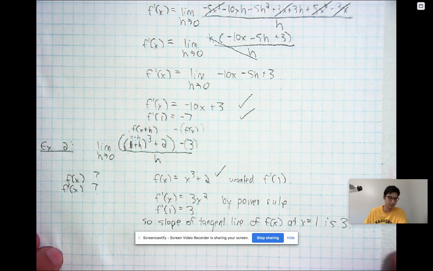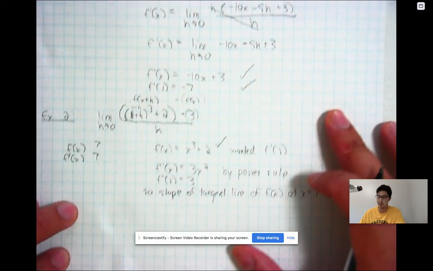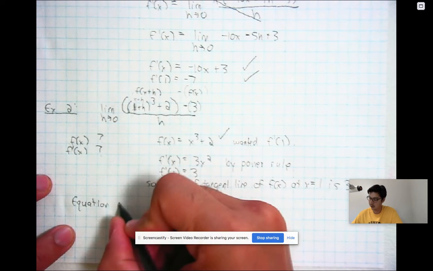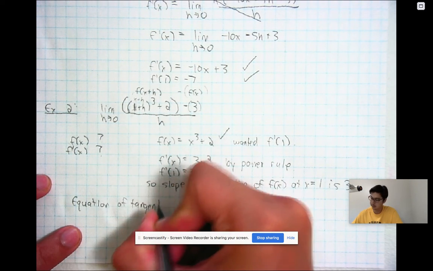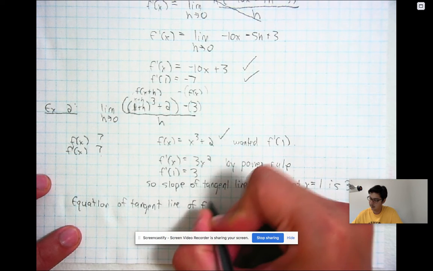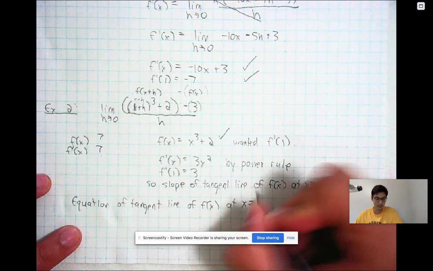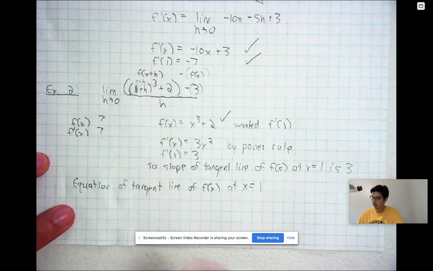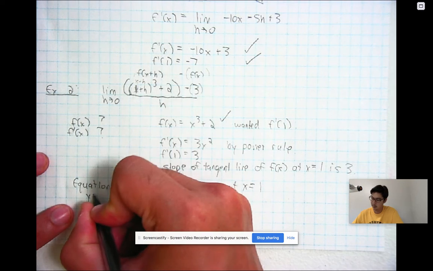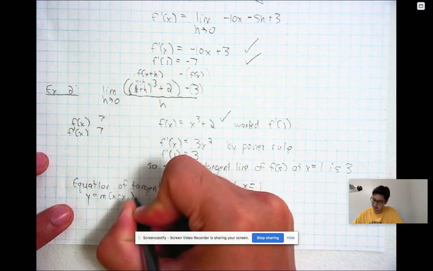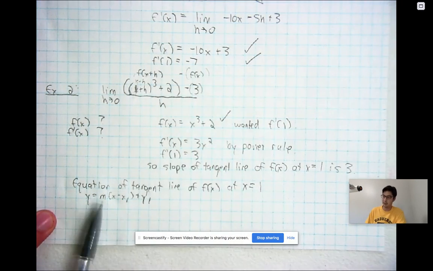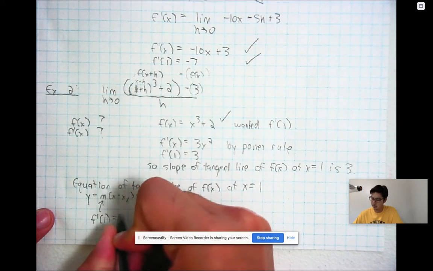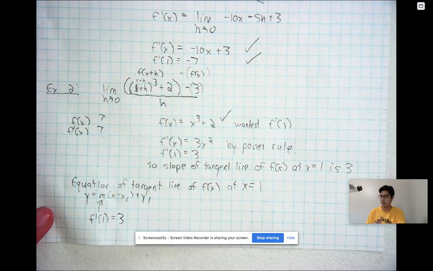Okay, there you go. Say we took it one step farther really quick, and it said, what's the equation of the tangent line of f of x at x equals, say, 1? All right. Well, to write the equation, it's going to be y equals m times x minus x1 plus y1. That's point slope form. Well, we know what the slope is of f of x, right? We know that the slope is 3. We just found that. The instantaneous rate of change at 1 is 3.